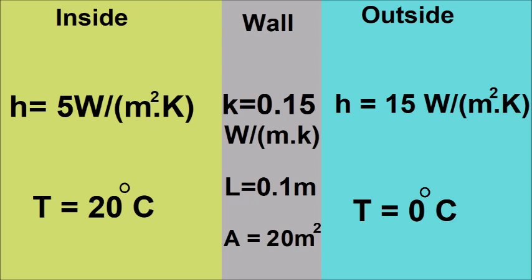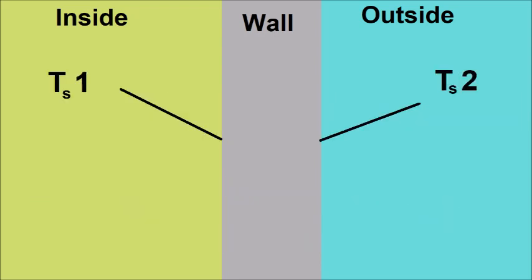And for the wall, we have a conductivity of 0.15, which is roughly the conductivity of wood, and we have a wall thickness of 0.1 meters, or 10 centimeters. Also, the area of the wall we're looking at for this example is 20 meters squared. Now we're going to use these terms to find R value and the total heat flow through the wall. However, after that, we can also find the surface temperature on the inside of the wall and on the outside of the wall. The surface temperature on the inside of the wall is not the same as the temperature of the air on the inside, and the surface temperature on the outside of the wall is not the same as the air temperature on the outside.